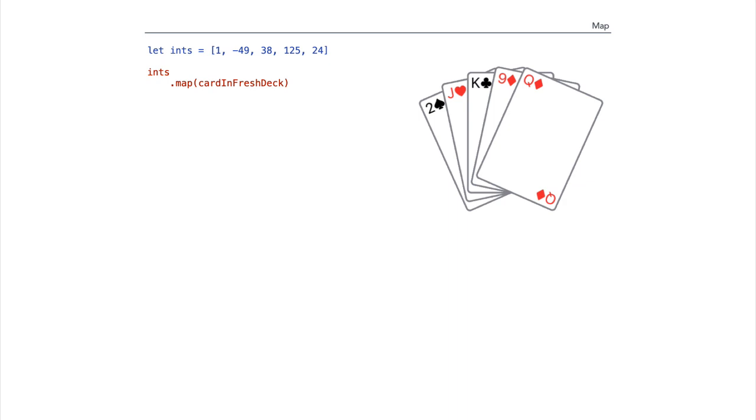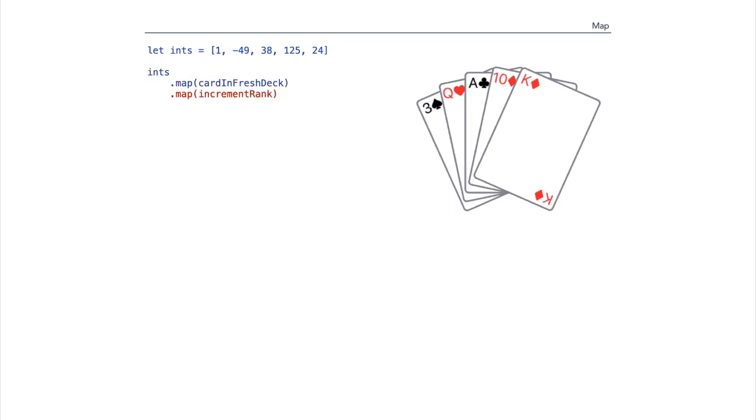I can manipulate cards as well. Let's take a function that takes any card and raises its rank by 1. And if I have a king, it'll wrap around to an ace. So the 2 of spades should become the 3 of spades and so on. So let's take a look at that. I further map by incrementing the rank, and you can see that each rank increased by 1 and the king wrapped around to an ace.